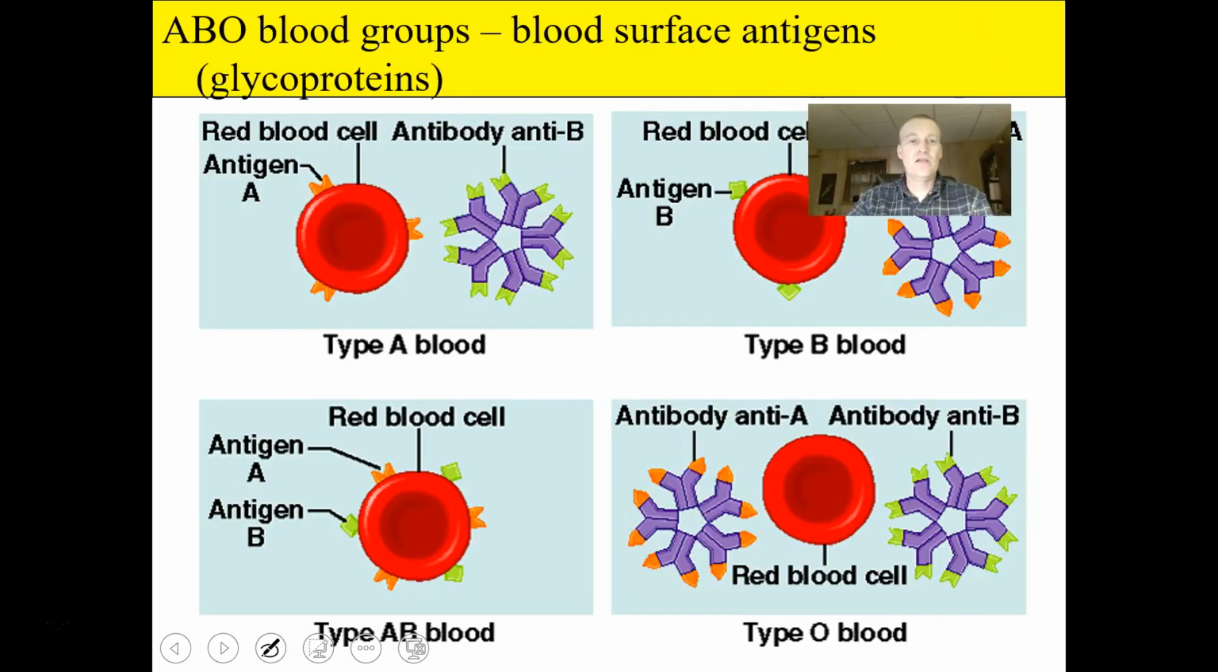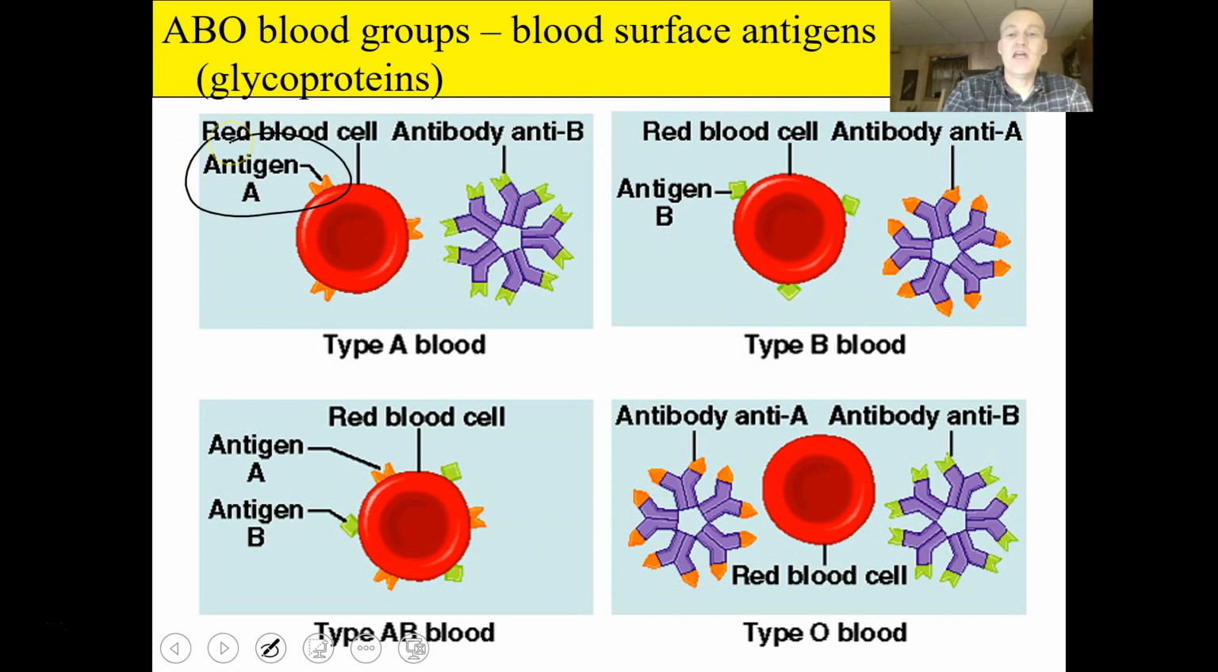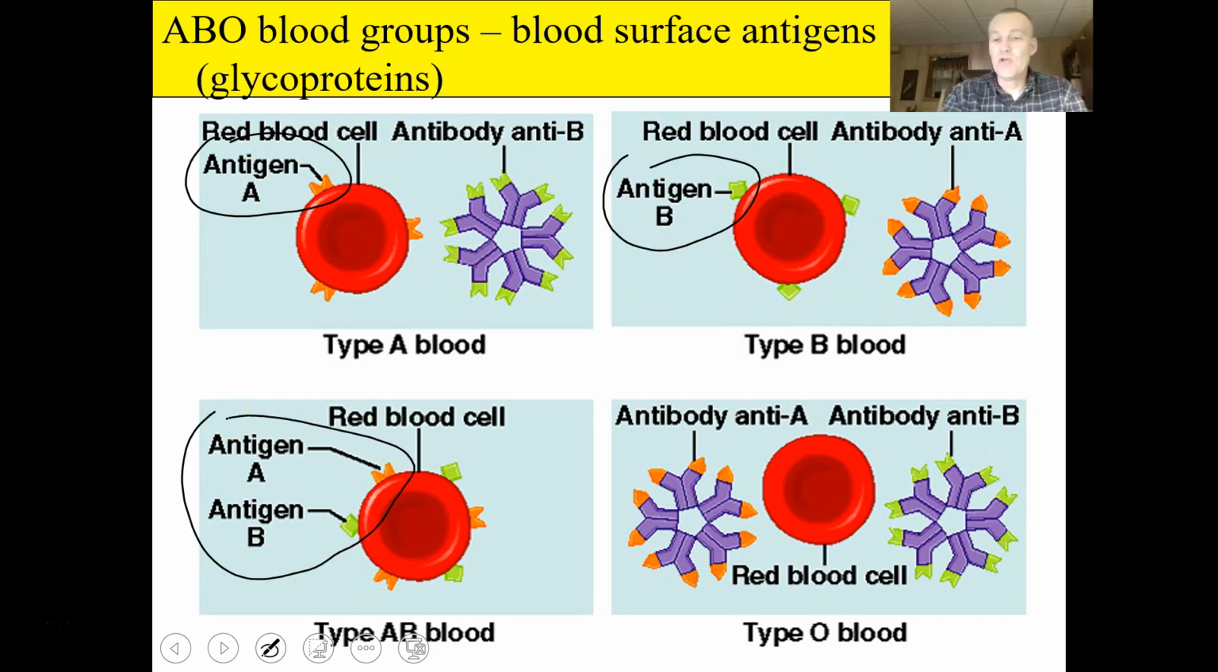Okay, well, let's go ahead and talk about the ABO blood group. So we do have surface antigens. These are glycoproteins that are on the surface of our blood cells, at least some of us do. So you can have a surface antigen that we call surface antigen A. You can have a surface antigen that's called surface antigen B. You can have both those surface antigens and be called AB, or you can have no surface antigens, and that's what type O blood represents.